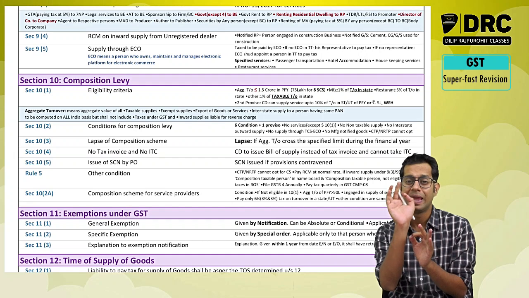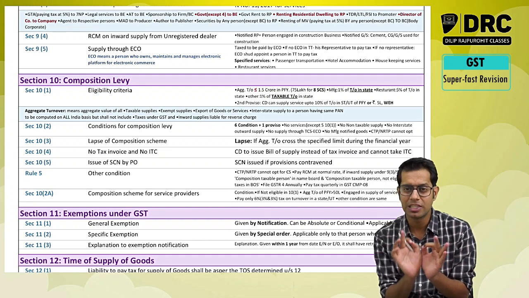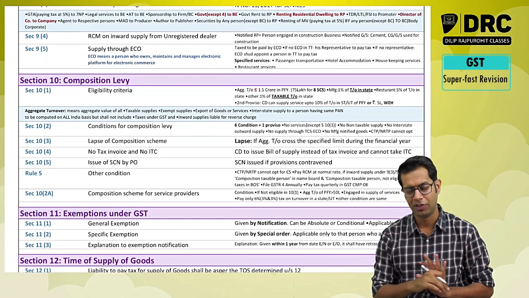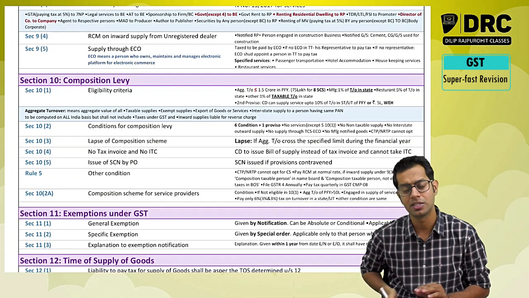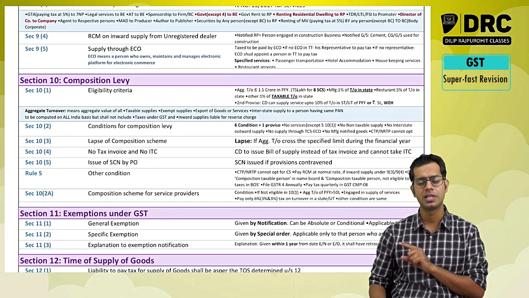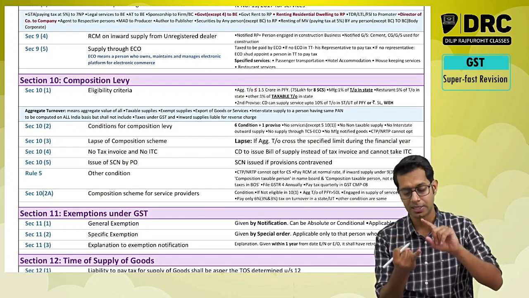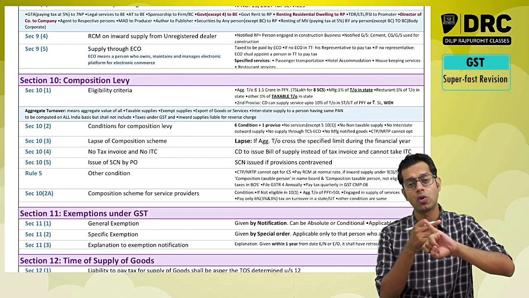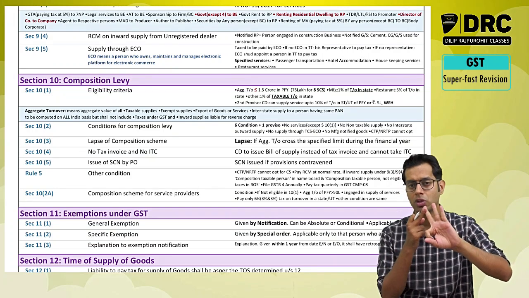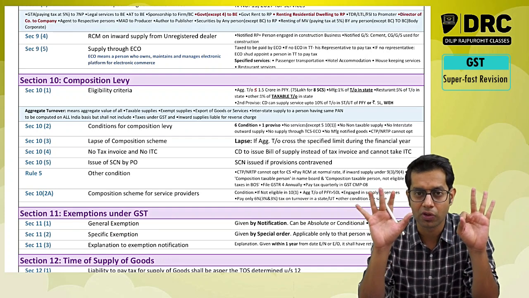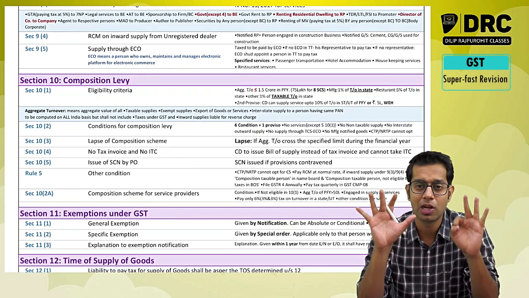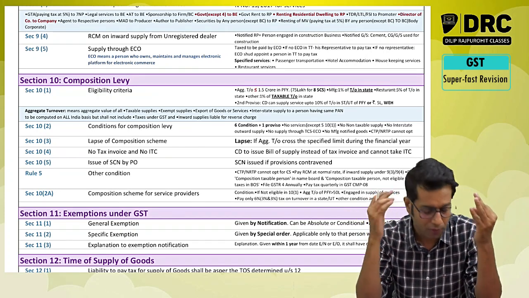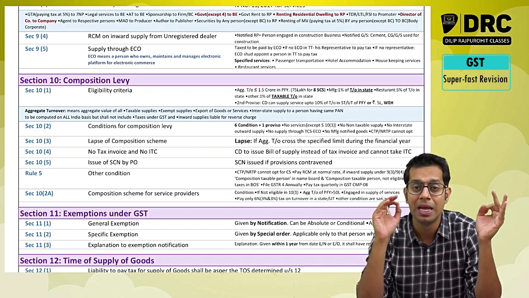However, in case of 8 special category states, the limit is 75 lakhs. Sir, which are these 8 special category states for which the limit for composition scheme is 75 lakhs, sir? Remember NUMMMAST: N for Nagaland, U for Uttarakhand, M for Manipur, M for Meghalaya, M for Mizoram, A for Arunachal Pradesh, S for Sikkim, and T for Tripura. These are the 8 special category states for which the limit for taking registration under composition scheme is 75 lakhs.